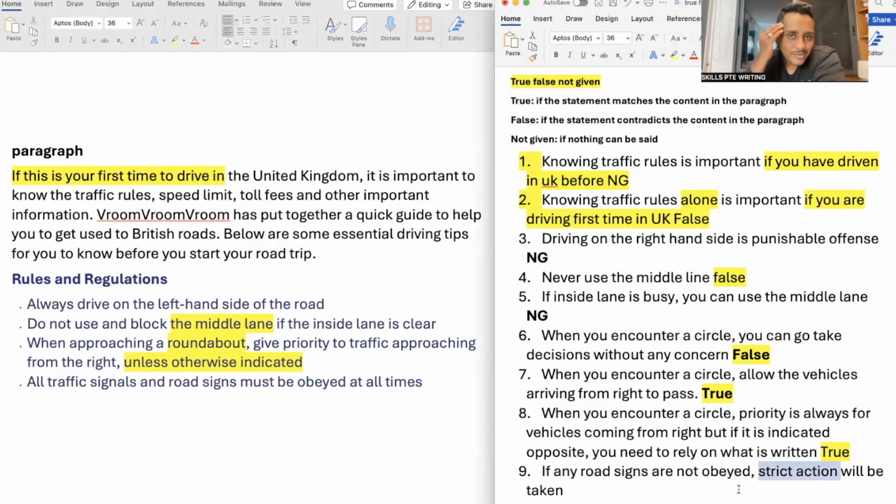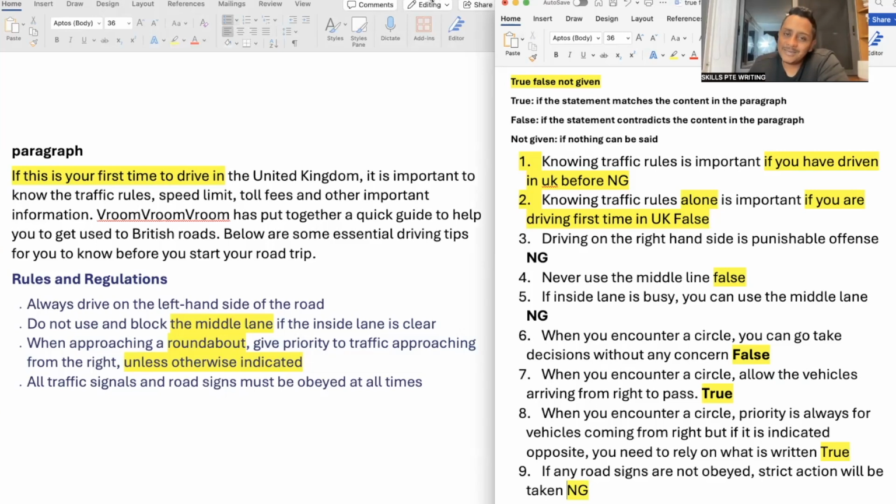Don't go by what is already stored. Correct? If road signs are not obeyed, they should have written it, but it's not written, so I cannot comment on it. Be very careful. There is a high possibility people end up writing true. What action, strict or lenient action, they give you complimentary, some ice cream, nothing has been written. So we cannot comment.